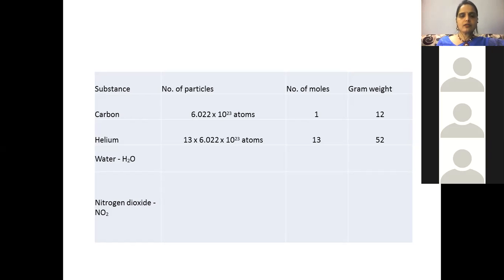Now we come to the next substance, water. So we all know that the chemical formula of water is H2O. Okay, and we have been provided with its 2 moles. Now we need to figure out what is the gram weight of 2 moles of water and what are the number of particles in 2 moles of water. I think we'll do some switching here. Again, we'll go back to my whiteboard.